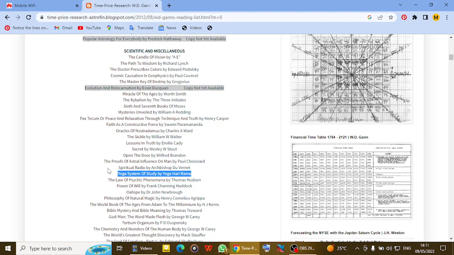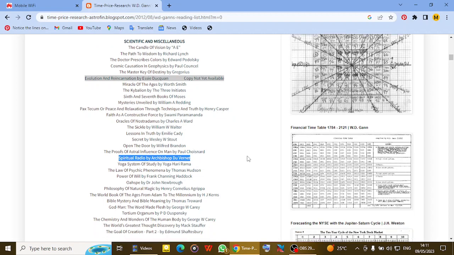One good book actually is The Spiritual Radio by Archbishop Du. This one is basically about how thoughts manifest, how we receive thoughts and how we send thoughts, and how our thoughts make us who we are, and how our thoughts create the world that we literally live in, right? It's a really good book, and the books here are ones to read.